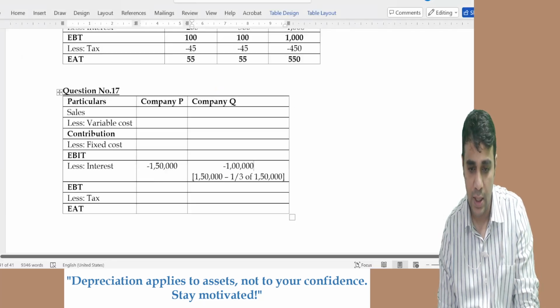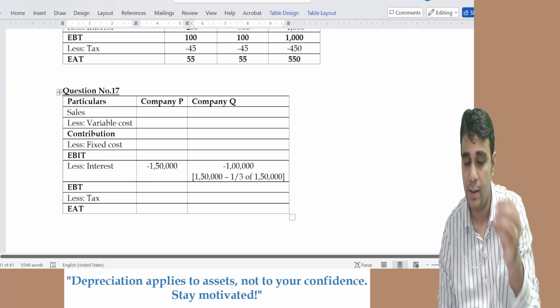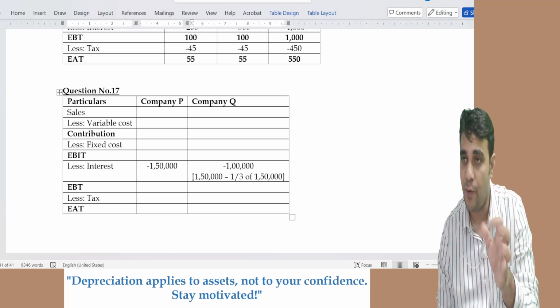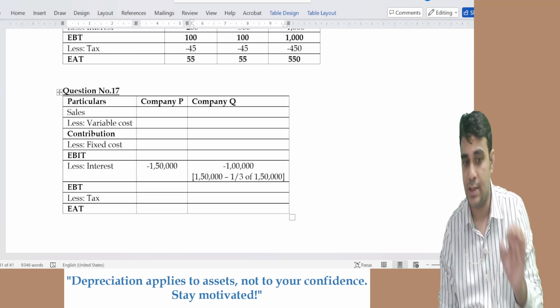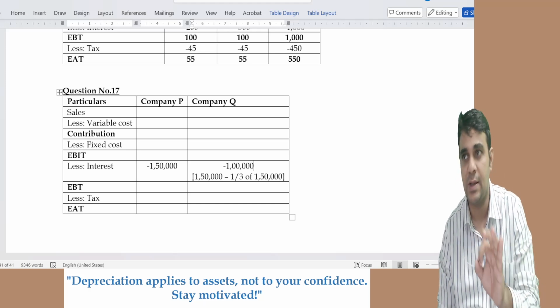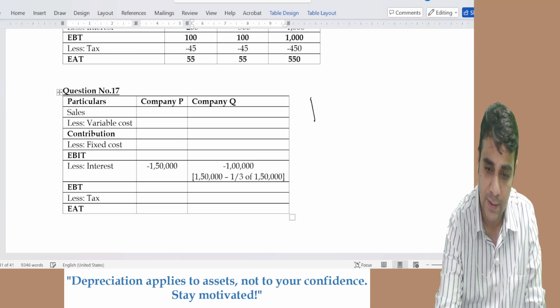Listen, the question has interest. Use the formula of FL. You will get EBIT and EBT, tax, everything will get over. Then use the formula of operating leverage. You will get contribution. Use PV ratio. You will get sales. Exactly like the previous question. Only thing is OL and FL were not directly given. Some calculation was to be done. Take around 5 minutes.